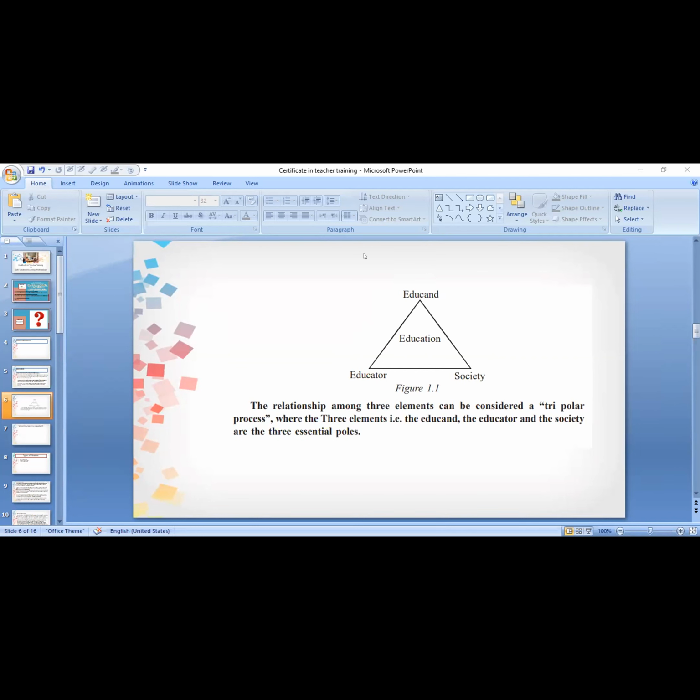Okay. If one factor changes, obviously all the others would also change. Right?